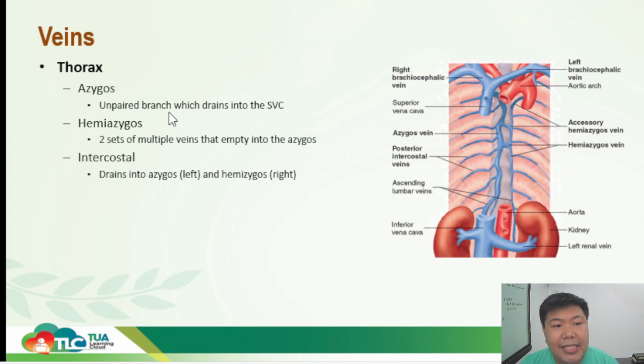So the hemiazygous are a set of veins that eventually empty their collected deoxygenated blood to the azygos as well. So hemiazygous to azygos. And then the intercostal veins, if they are found on the left, will drain their blood to the azygos, and if they are found on the right, will drain their blood to the hemiazygous. And then hemiazygous to azygos, azygos to superior vena cava.